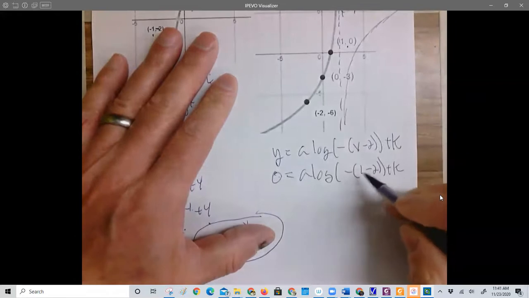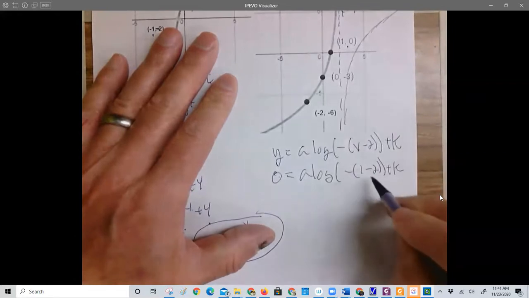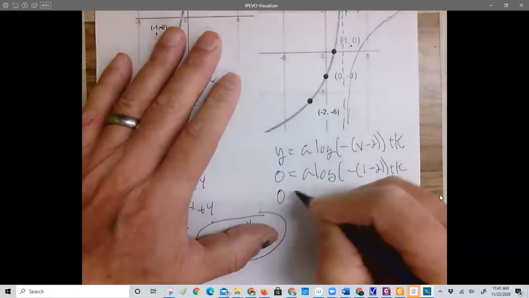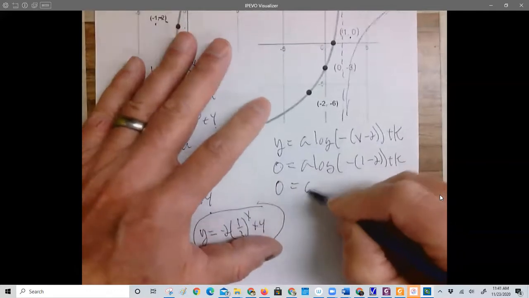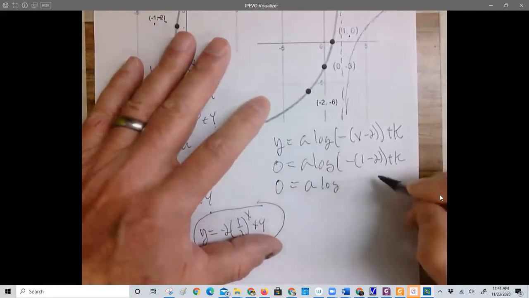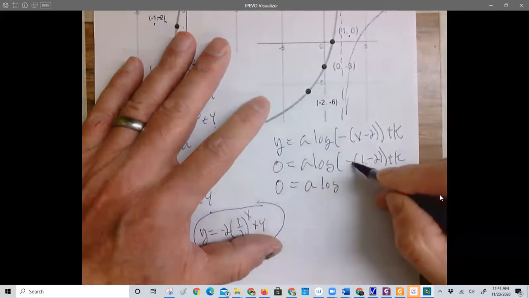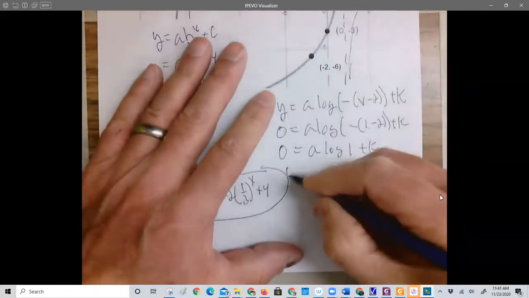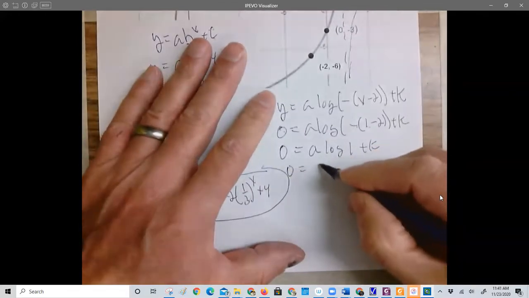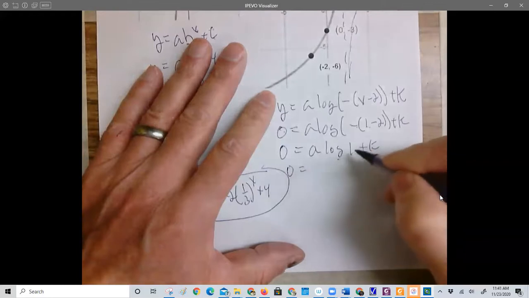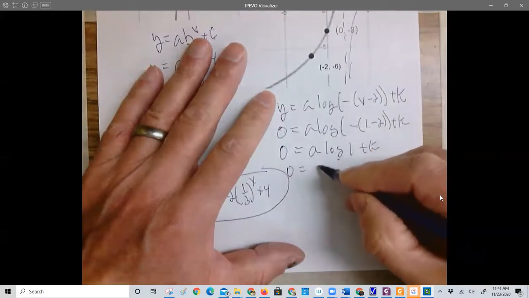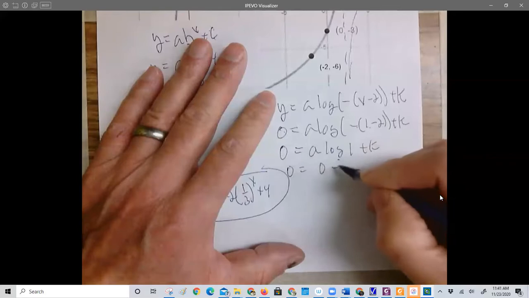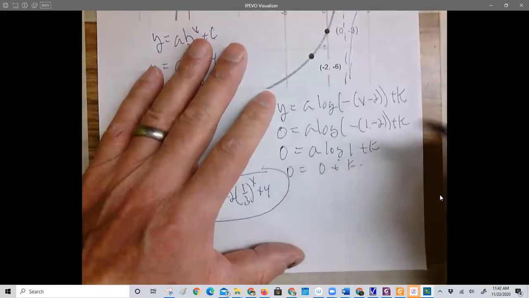You see, if I didn't have that negative there, I'd have a -2, and I can't take the log of -2. So 0 equals a times the log of, well, that's -1 times -1 is +1, plus k, and you are going to tell me that the log of 1 is, I hope you said 0. It is, because 10 to what power is 1? So this whole term is gone, so k is also equal to 0.